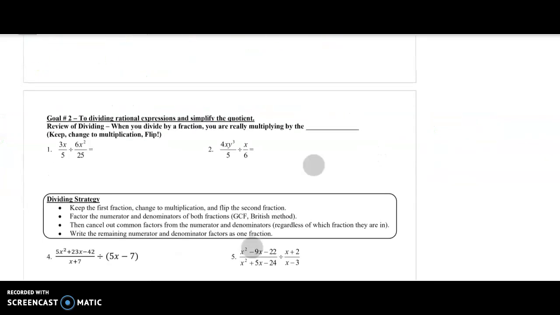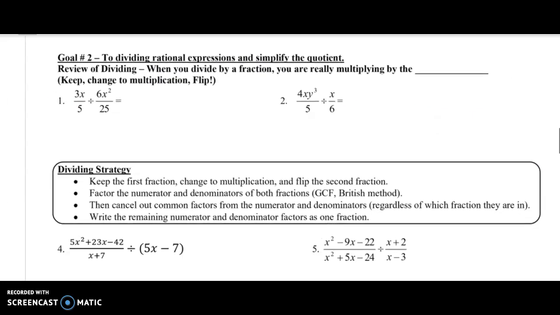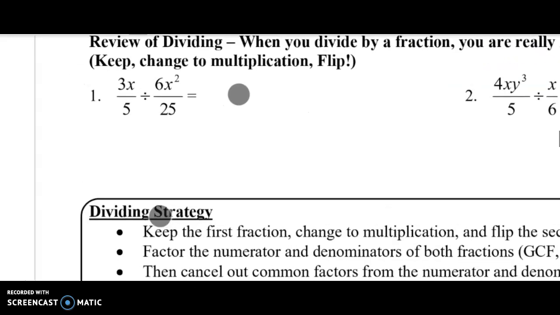So now we are going to look at dividing rational expressions and simplifying the quotient. So to review the dividing, when we divide by a fraction, you are really multiplying by the reciprocal. Okay, remember the keep, change, flip. Keep the first fraction, change it to multiplication, flip the second fraction.